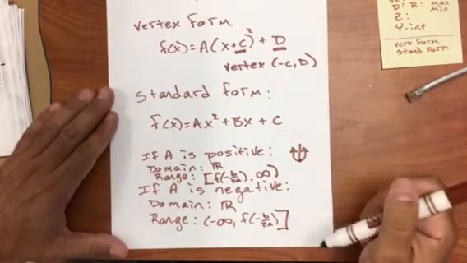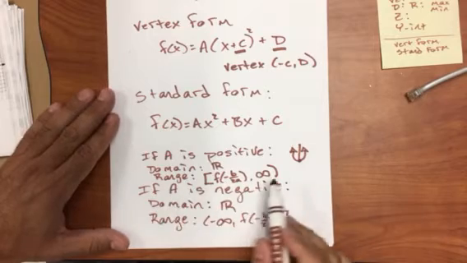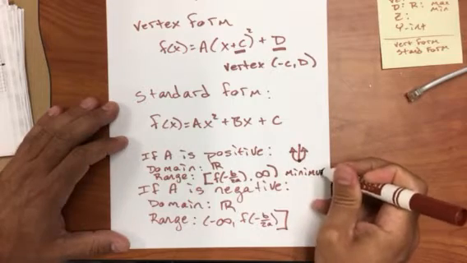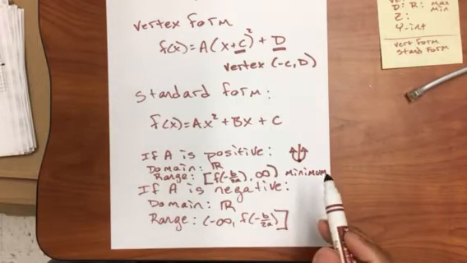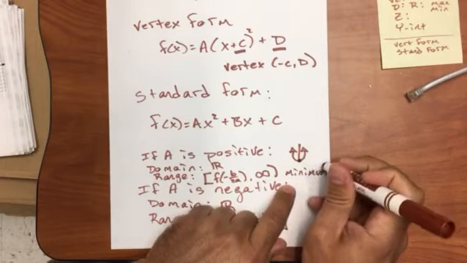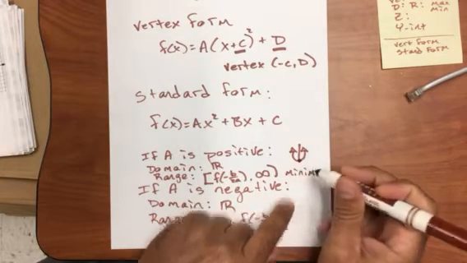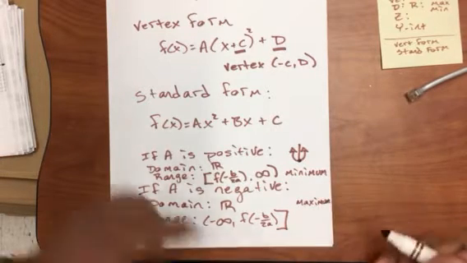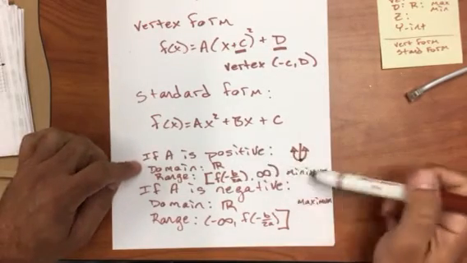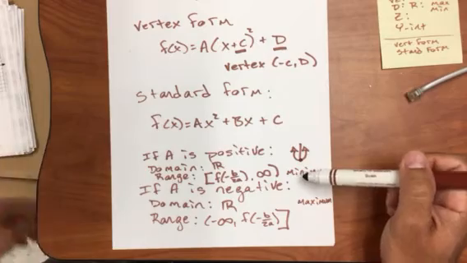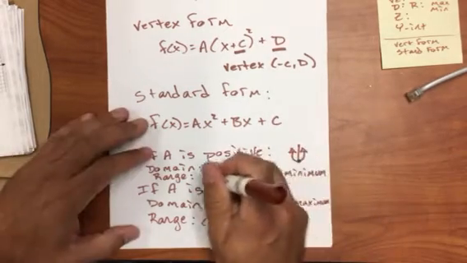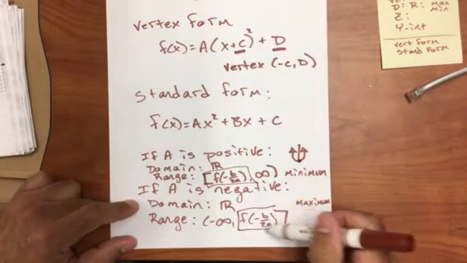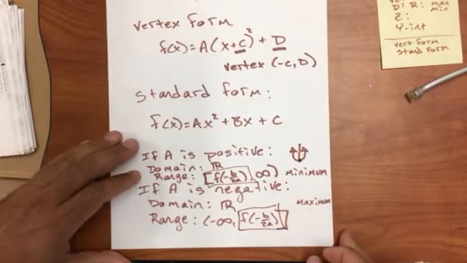So that's the first thing, the domain and range. On this one, your vertex is a minimum value because it's the lowest point. And on this one, the vertex is a maximum value because it's the highest point. So if your a is positive, you're going to have a minimum, and it's going to be the y value at the vertex, which is this. If a is negative, it's going to have a maximum, and it's going to be the y value at the vertex, which again is this. So that's what we're looking at.